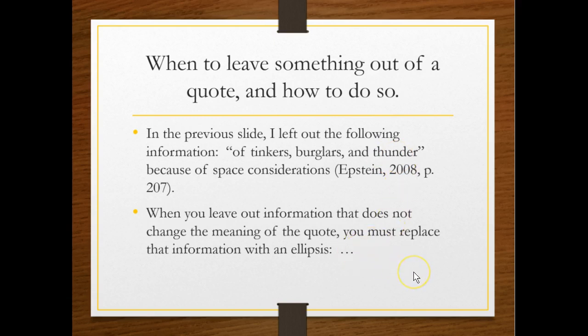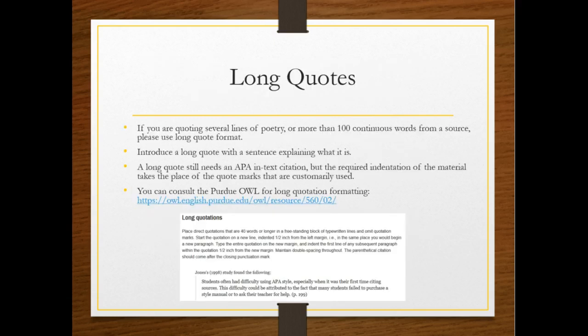And then when you leave out information that does not change the meaning of the quote, you can use an ellipsis, but you must not leave out information that changes the meaning of the quote. That is basically dishonest. So it would be something like, I don't know if anybody remembers Richard Nixon, but if you were quoting his speech where he said, I am not a crook, and you took out the not and replaced it with an ellipsis, that would be a dishonest way to take information out of that quote.